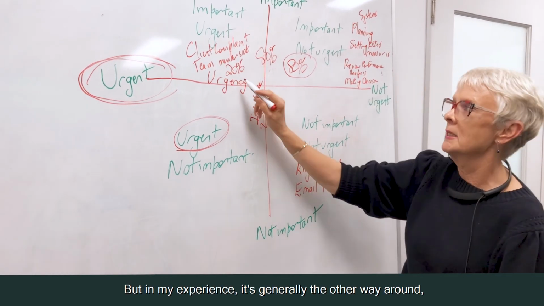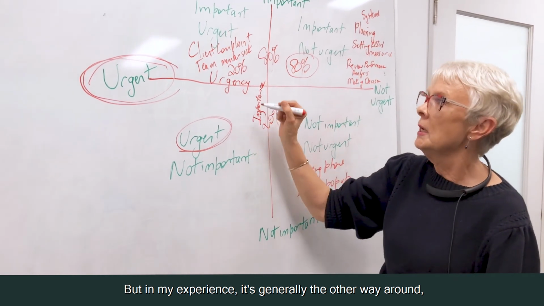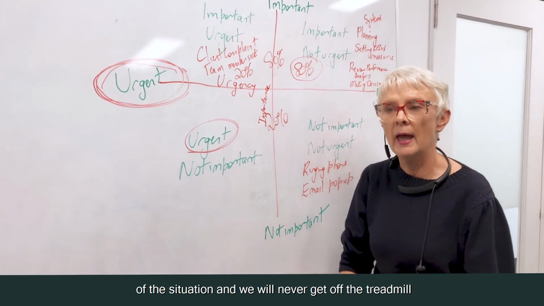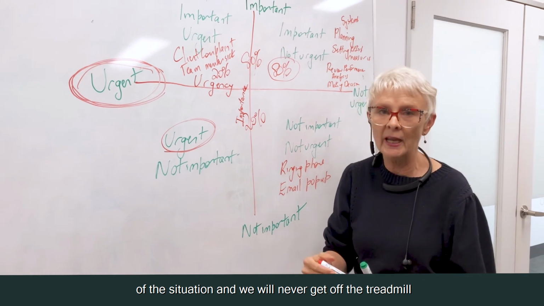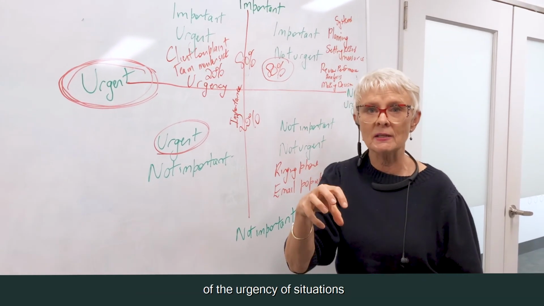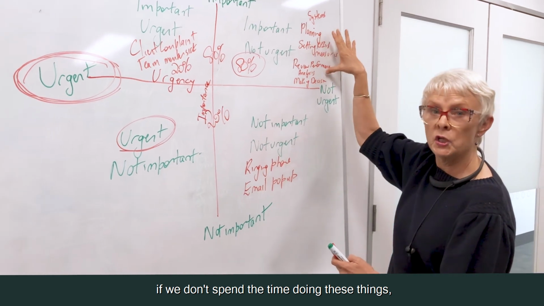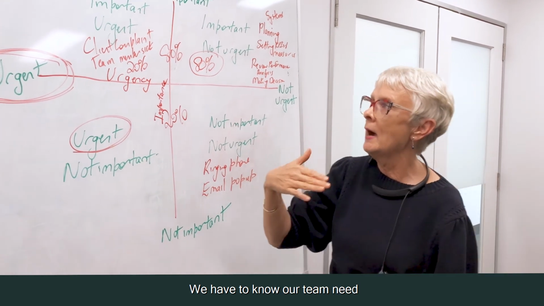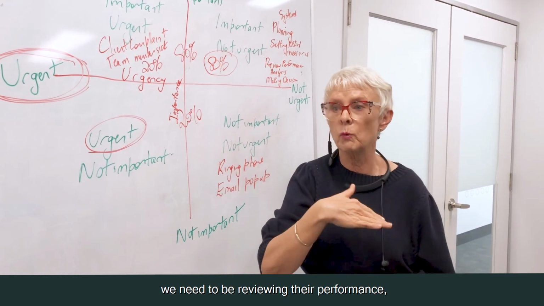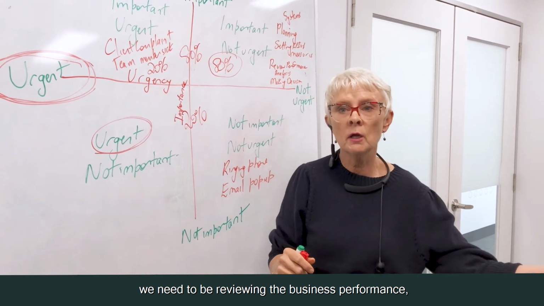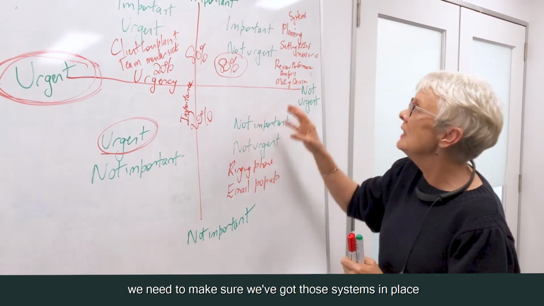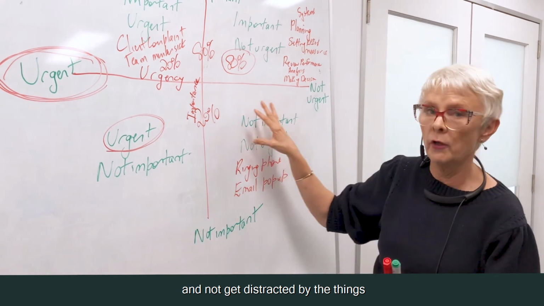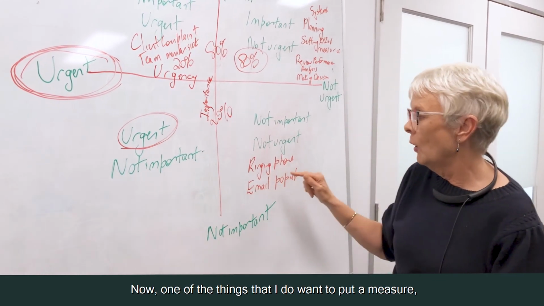But in my experience, it's generally the other way around because, as I said, we're distracted by the urgency of the situation. And we will never get off the treadmill of the urgency of situations if we don't spend the time doing these things. We have to plan, we have to review, our team need to know what's expected of them. We need to be reviewing their performance. We need to be reviewing the business performance. We need to make sure we've got those systems in place and not get distracted by the things that are happening here.